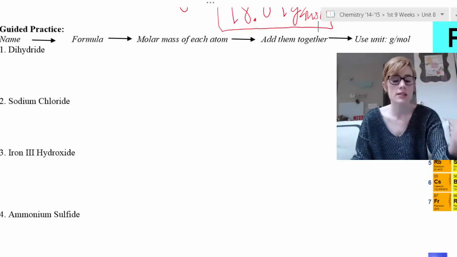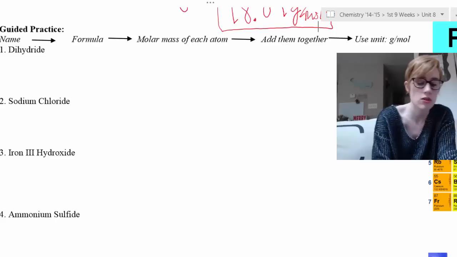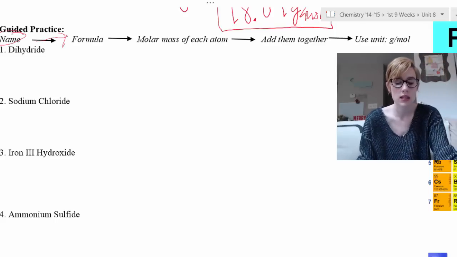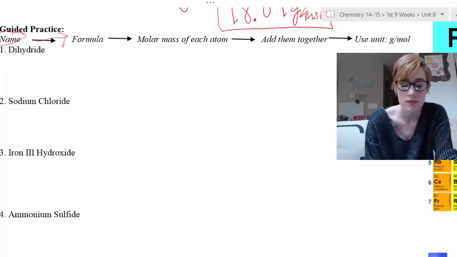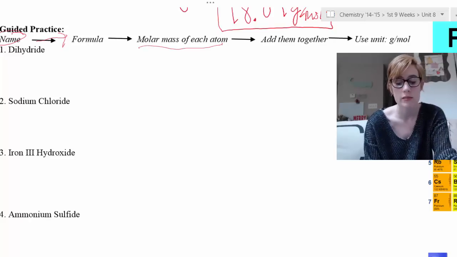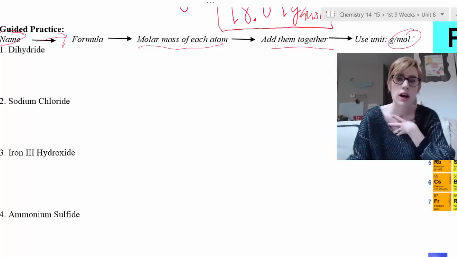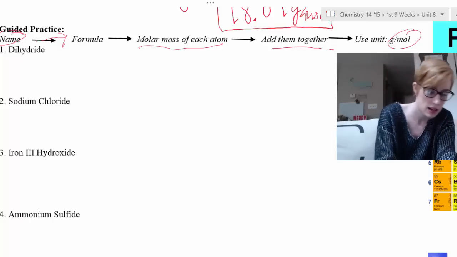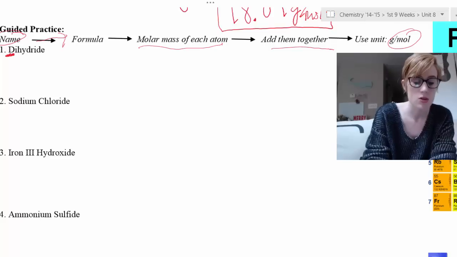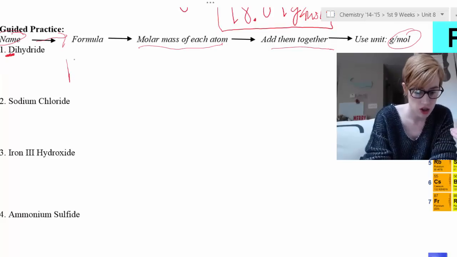For these ones, I've not given you the formula. I've given you the name. So your first step is to write out the formula given the name, which is something we learned last semester. Then you find the molar mass of each atom like I did. You add them together and then you use that unit. So dihydride, it's a covalent compound, right? Because I see these prefixes. So dihydride is really just H2.